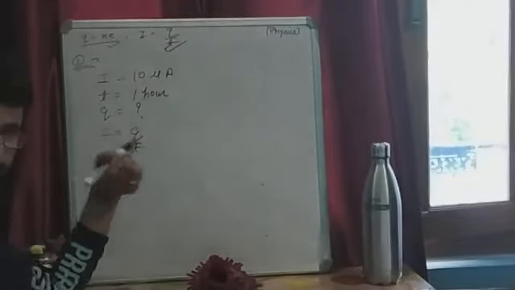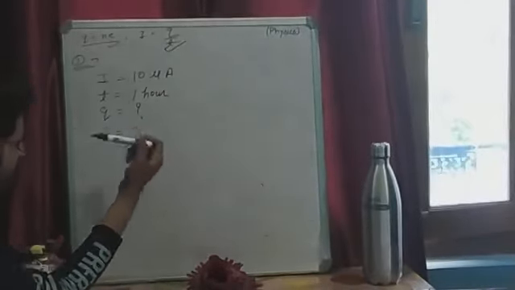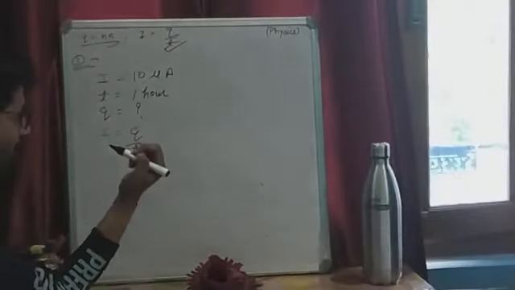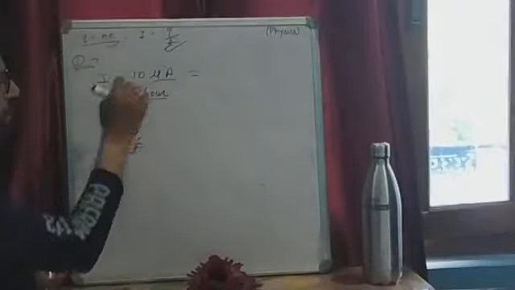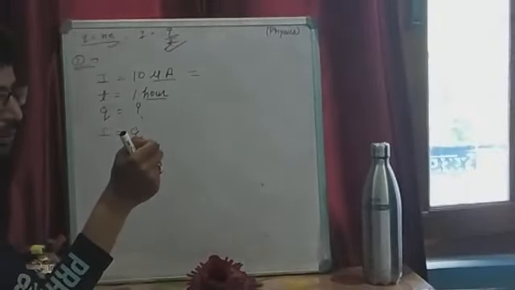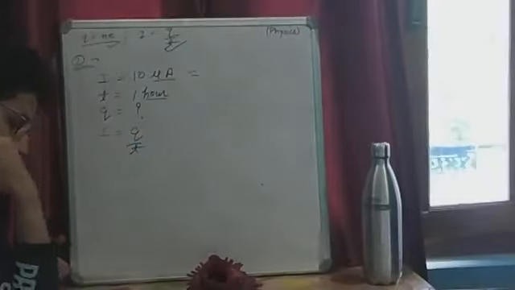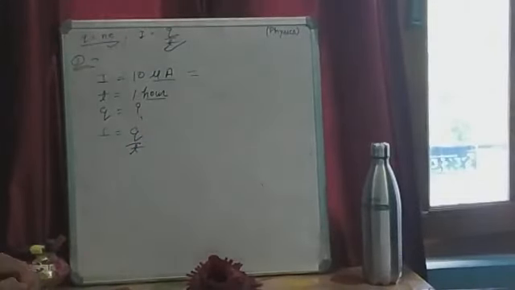In this formula we should have I and T, and we have to find Q. But in this question, what about the unit? What is the SI unit of electric current? That is ampere, but this is not ampere, this is microampere. We have discussed in our video that electric current has smaller units like milliampere and microampere. In 1 milliampere there are 10 to the power minus 3 ampere, and in 1 microampere there is 10 to the power minus 6 ampere.